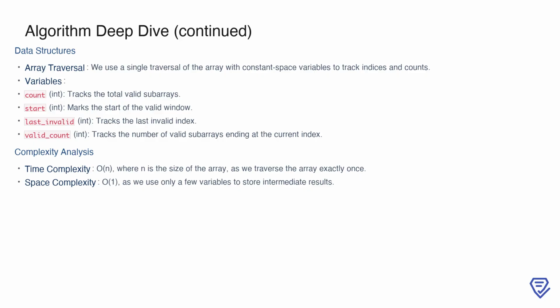This simplicity ensures that our solution is both time and space efficient. The time complexity is O(n), because we only traverse the array once, performing constant time operations at each step. The space complexity is O(1), since we don't use any additional data structures beyond a few variables. This makes the algorithm highly scalable for large input sizes.